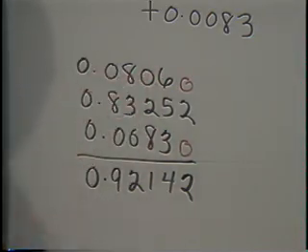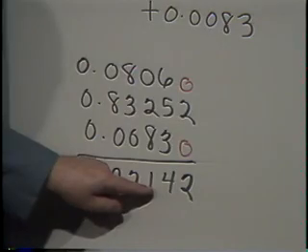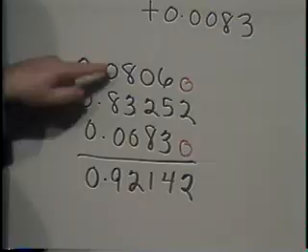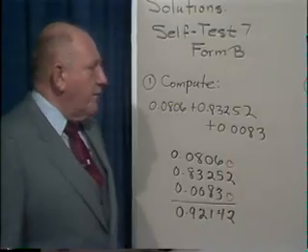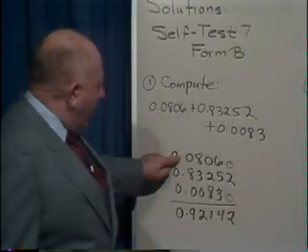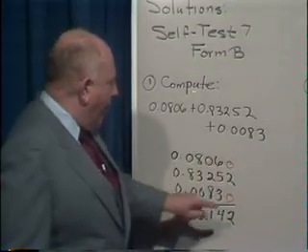2, 8, and 6 are 14, put down the 4, carry the 1. 8 and 2 are 10, and 1 is 11. Put down the 1 and carry the 1. 1 and 3 is 4, and 8 are 12. Put down the 2 and carry the 1. 8 and 1 is 9. The answer is 0.92142. And you see, the trick is, if you leave the decimal point out, this number is 8,060 hundred thousandths.